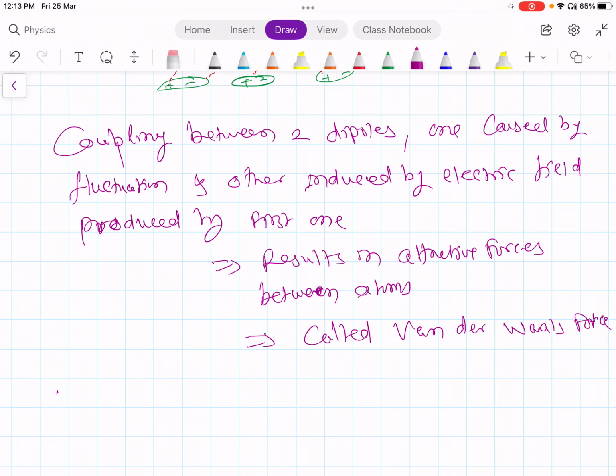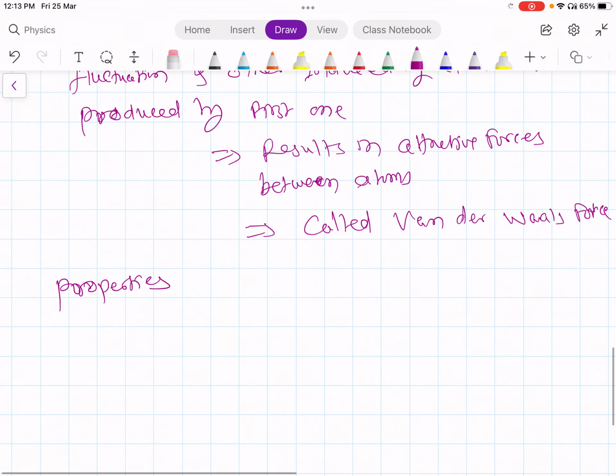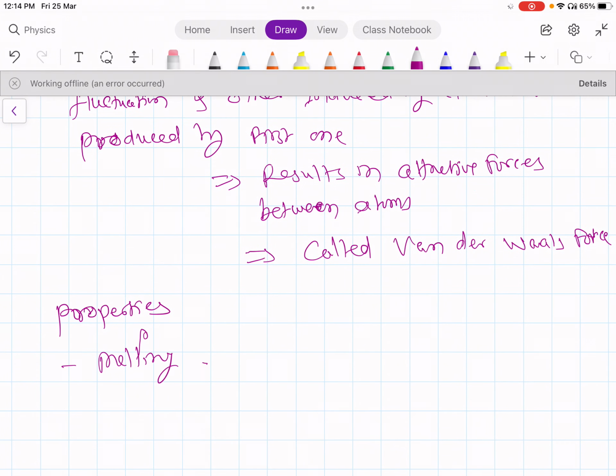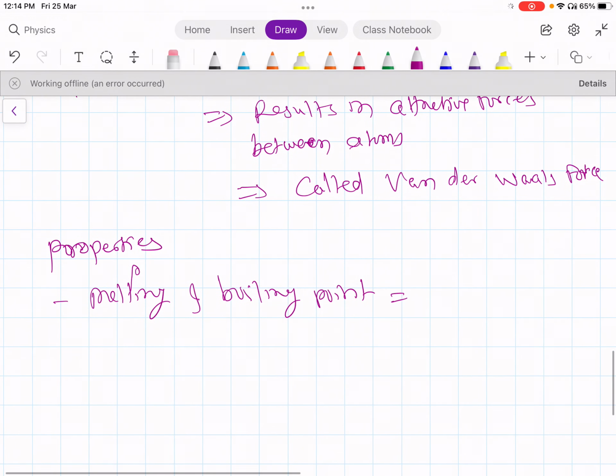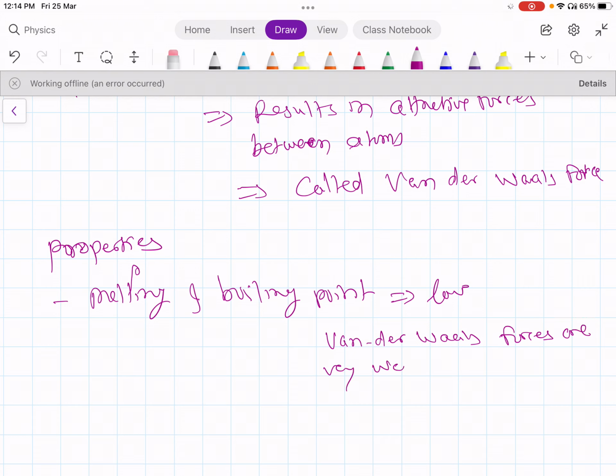Let's see the properties of these molecular crystals. The first, melting and boiling point. Of course, very low. The reason being, van der Waals forces are weak, very weak. Hence, they have low melting and boiling points.